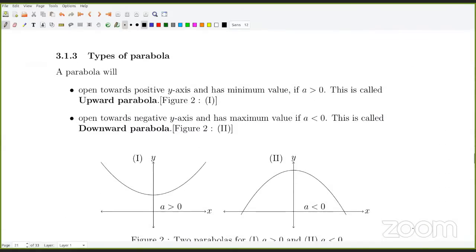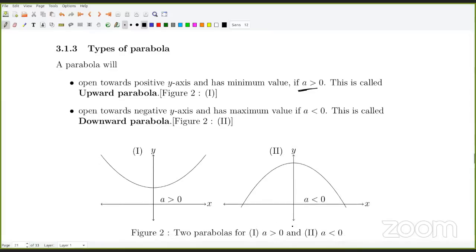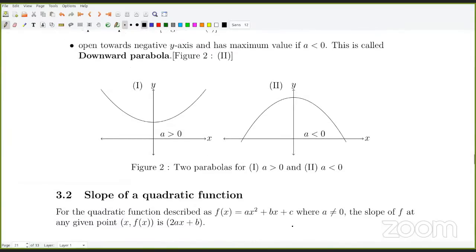And we just discussed the types of parabola. How do we differentiate upward and downward? Depending upon the coefficient of x square, we decide. If the coefficient of x square is positive, then the graph will be an upward parabola. If the coefficient of x square is negative, the graph will be a downward parabola.